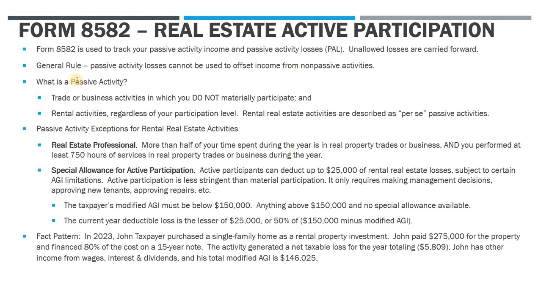or rental real estate activities and these passive activity rules. So when we talk about passive activity losses, the general rule here is when you have passive activity losses, you cannot use those losses to offset income from non-passive activities. All the passive activity income and losses can generally be grouped together, but they can't be used to offset income from non-passive activities like wages or portfolio income, interest and dividends.